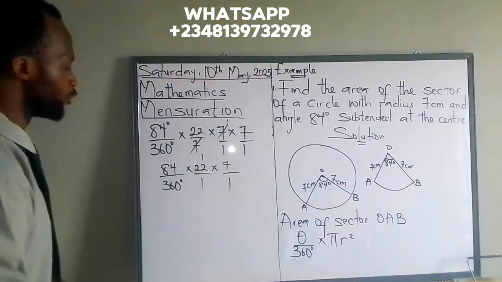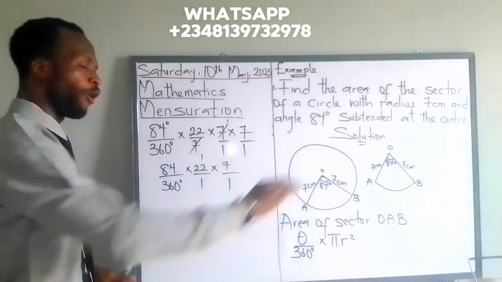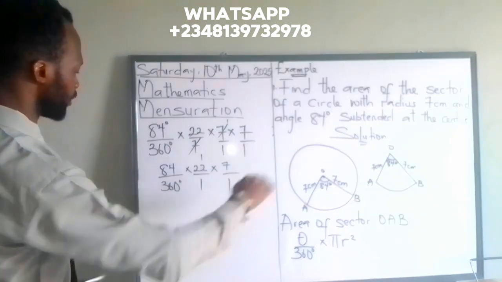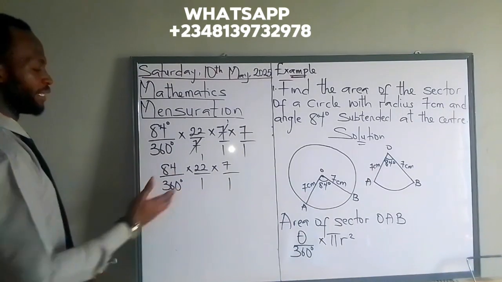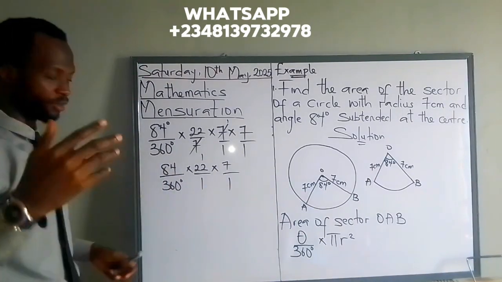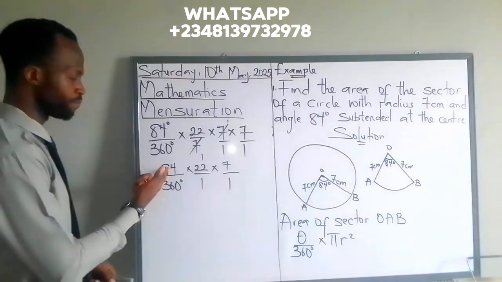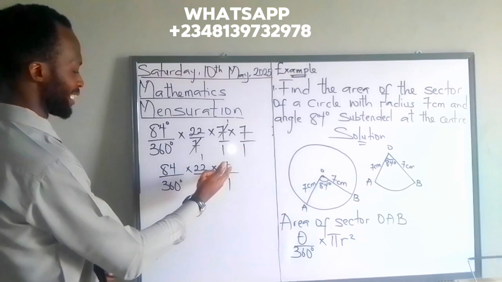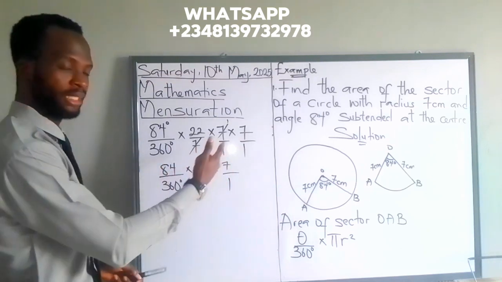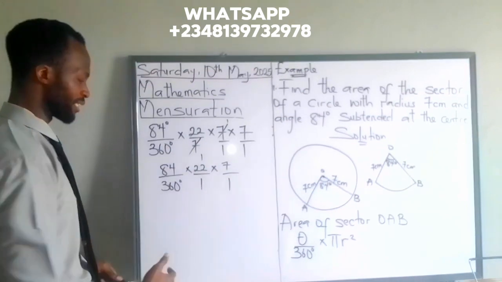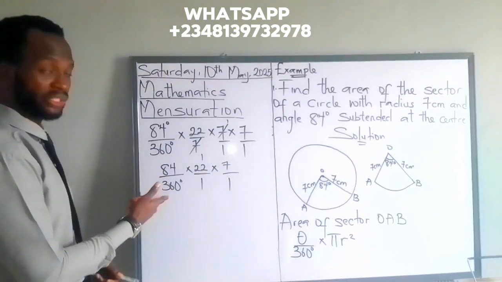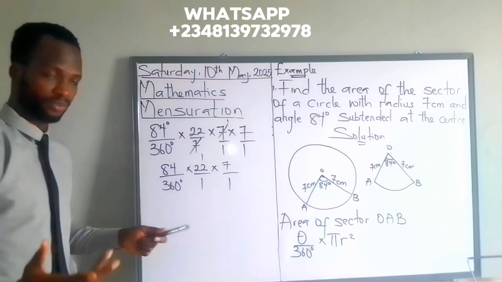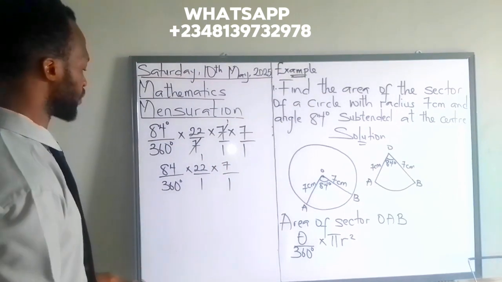What we are going to do is multiply all the numerators, then divide by all the denominators. All the numerators include 84, 22, and 7: 84 times 22 times 7. All divided by 360 degrees times 1 times 1. Of course, that will give us 360 degrees.